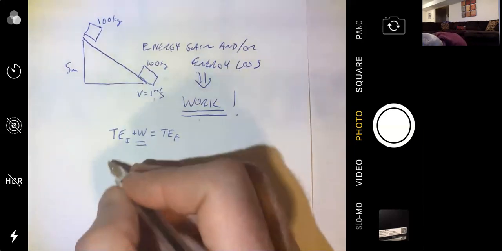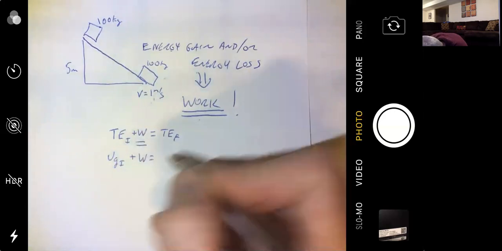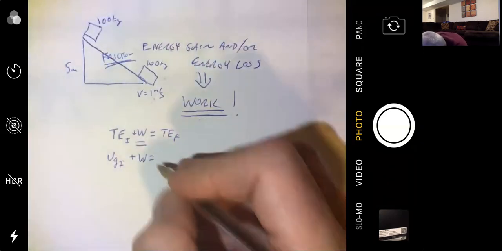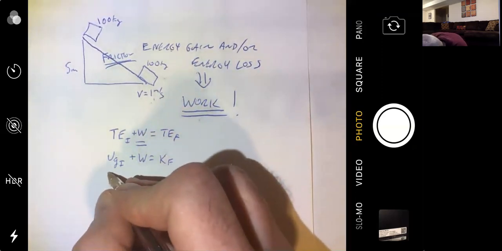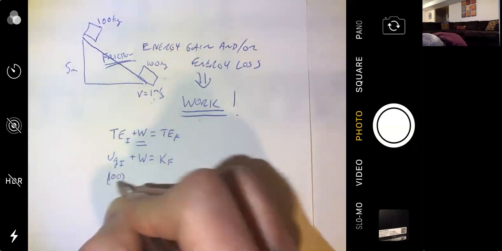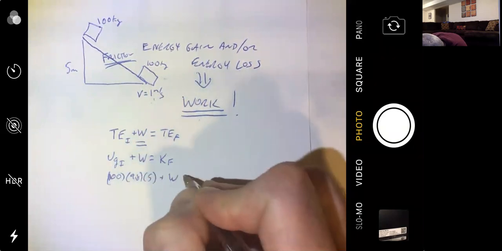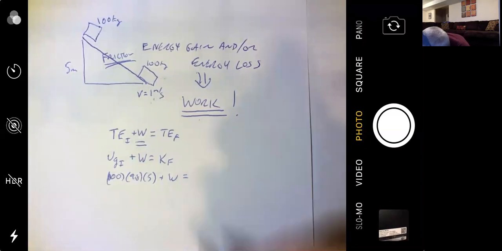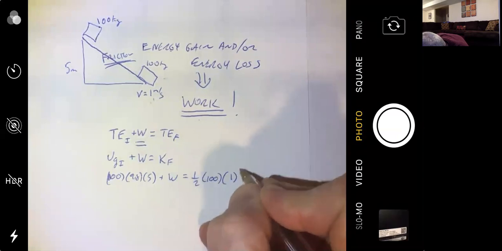So let's go ahead. We know that we have potential energy at the top. We know that we're going to have some energy loss due to some friction. And we know that that's going to convert into kinetic energy at the end. So at this point, we say mgh: 100 times 9.8 times 5, plus work. We don't know what the work is. We don't know how much energy is gained or lost here, but we just leave it as plus work. And then kinetic energy is 1/2 times 100 times 1 squared.